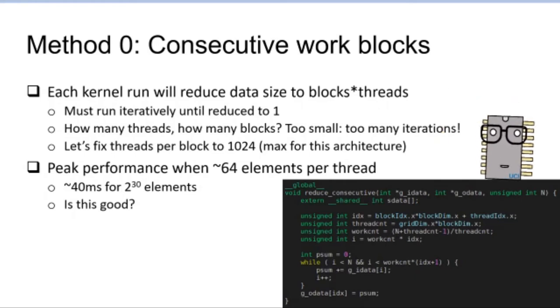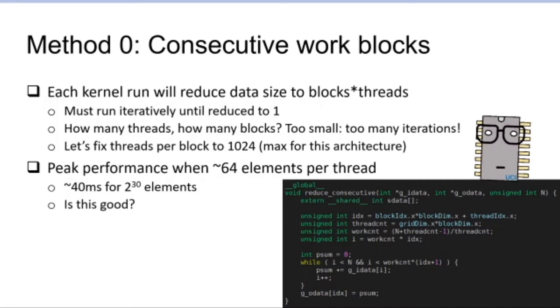And the question here, again, becomes how many threads do we spawn across how many blocks? Because if it's too small, not only will there be an issue of waiting for global memory accesses, but it might also result in too many iterations. If we have a billion threads spawned, then the result of the reduction will still be a billion elements. After that, we have to run another kernel to reduce a billion elements to, I don't know, a million elements. And then we run another kernel to reduce a million elements to 1,000 elements. And this will result in many iterations. Is that a bad thing? Maybe.